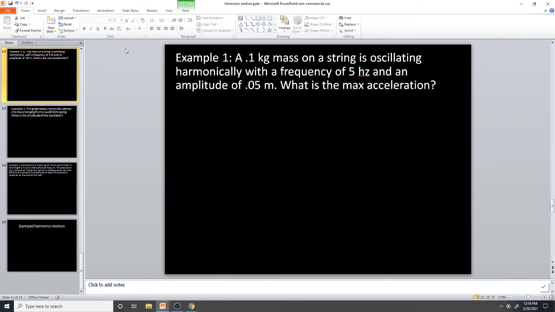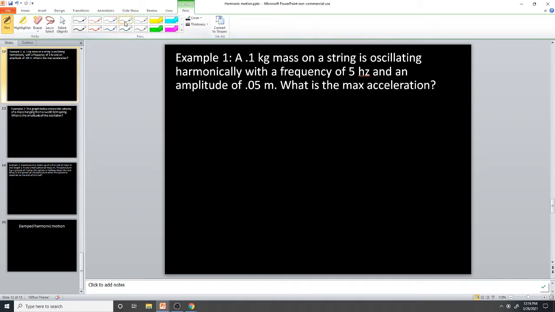Right. So I've got a frequency of 5, and I kind of want omega. Omega is going to be more useful in a lot of these equations when we think about it. So omega is just 2 pi times the frequency, which is 10 pi.